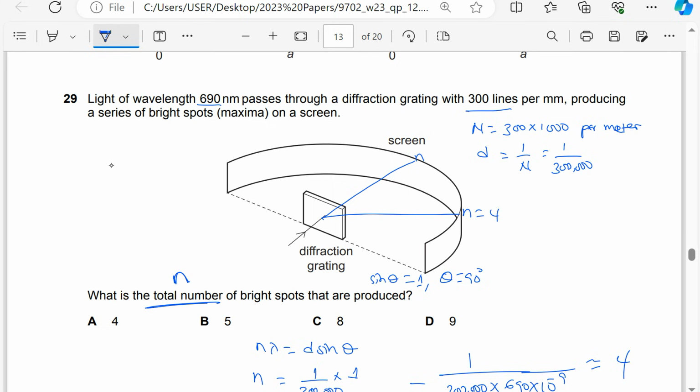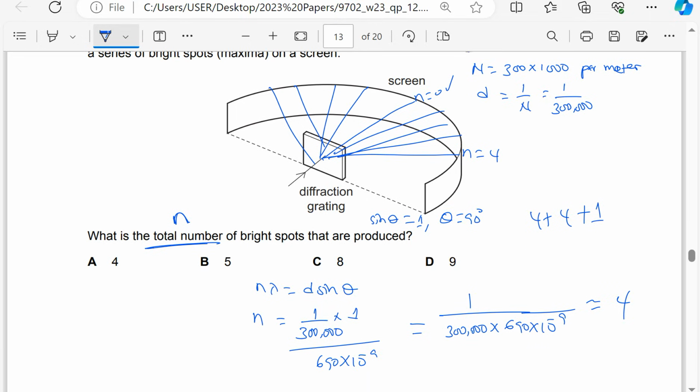Remember, at the center there is n equals 0. The central bright maximum, that is 1, plus these 4: 1, 2, 3, and 4. Then on the other side, we also have 4: 1, 2, 3, and 4. So you have 4 plus 4 plus the central bright fringe, which makes the answer 9. So this is equal to 9.